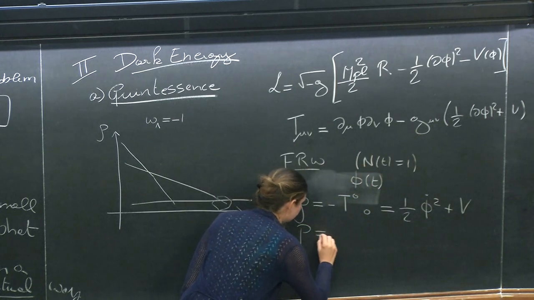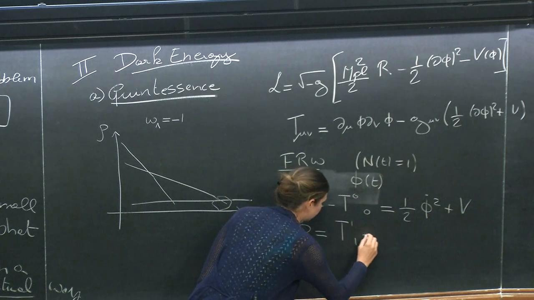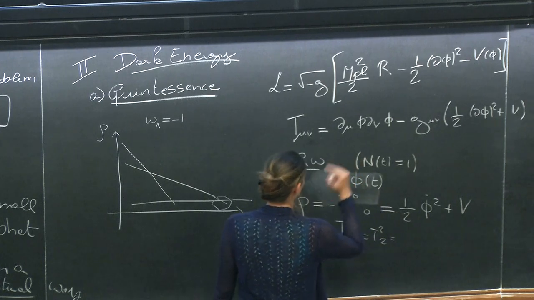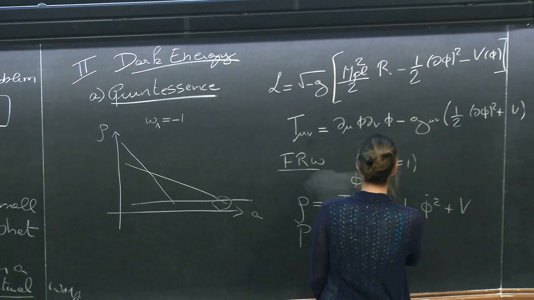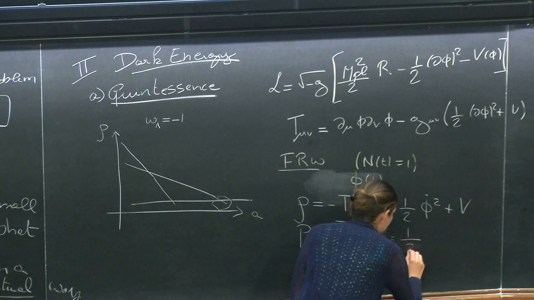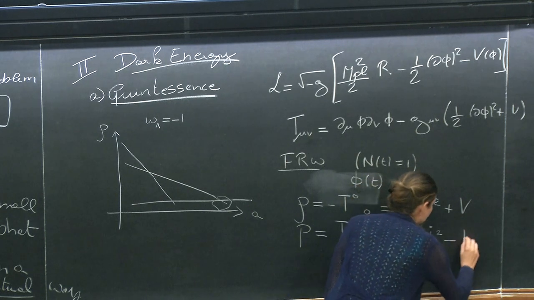And then the pressure is equal to T ij, or T 1 1, T 2 2, etc. And that's equal to, there's nothing from here. And then from here we have an a squared, but I'm taking the one up down. So it gives us a half phi dot squared minus V.